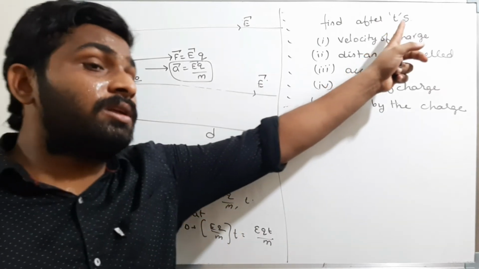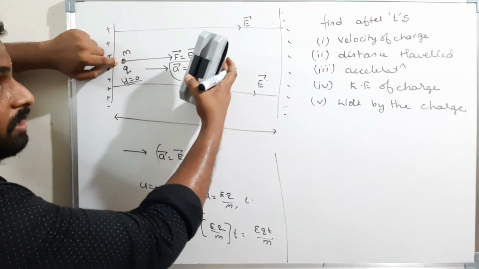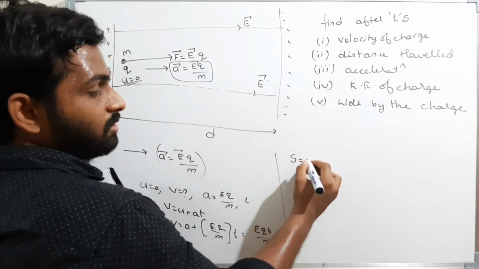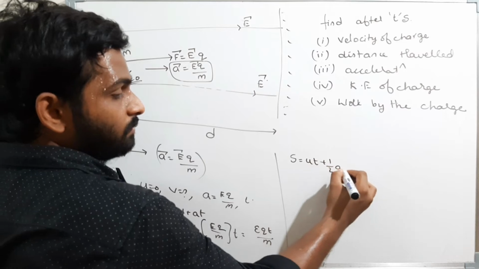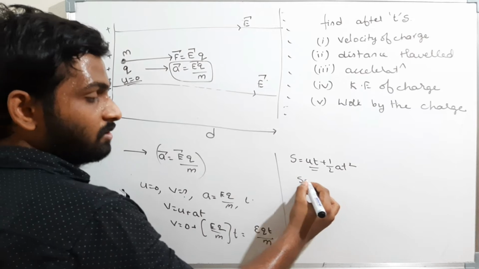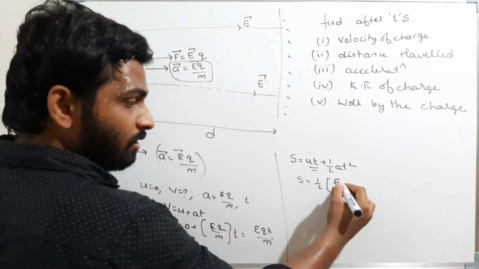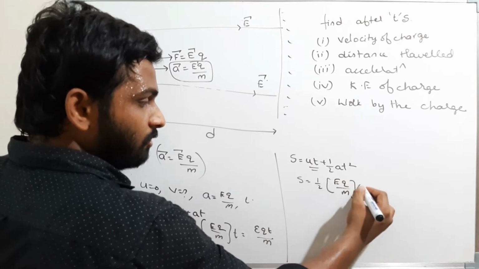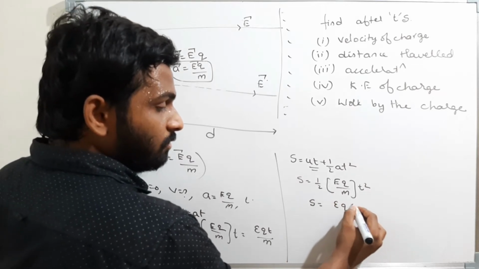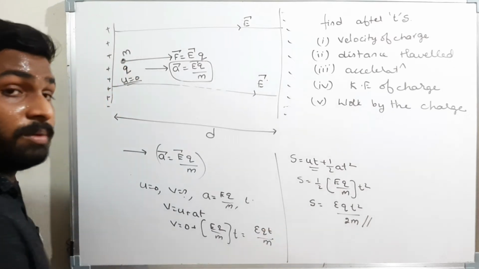Now, in time t, what is the distance traveled? Initially, the charge is here. Now, after some time t, the charge will be somewhere here. They told to find that x. Therefore, the distance traveled by the charge in time t is S is equal to ut plus half at square. Initial velocity of the charge is 0. Therefore, S is equal to half into the acceleration of the charge, eE by m, into t square. Therefore, the distance traveled by the charge is eEt square by 2m. That is the distance traveled by the charge.